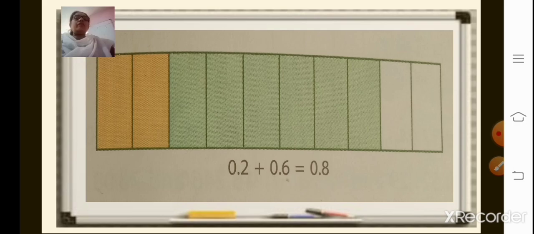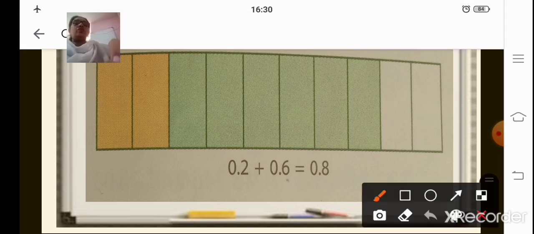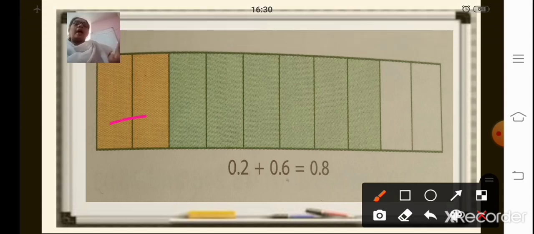So let us start with the first figure here. This rectangle is divided into 10 equal parts. Out of these 10 equal parts, 2 parts are colored in orange and 6 parts are colored in green. So to find out the total parts colored, we will write 0.2. Why 0.2? Because this one whole is divided into 10 equal parts, and out of the 10 equal parts, only 2 parts are colored. So it is 0.2 and 0.6.